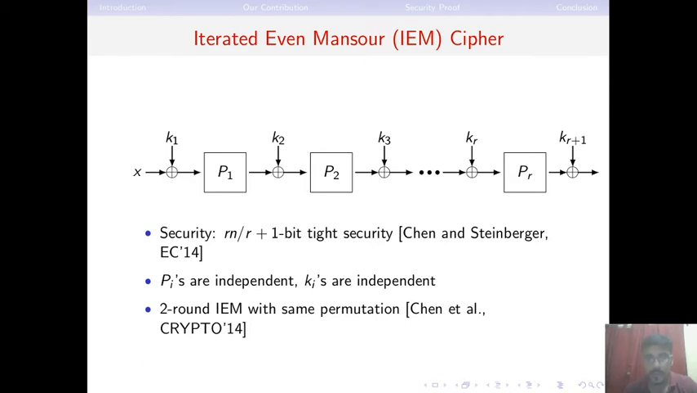Moreover, a follow-up work of this construction was done by Chen et al. in Crypto 2014, where they considered a two-round iterated Even-Mansour cipher, but this time they considered the same permutation, and they considered an n-bit master key from which they derived three round keys, but those round keys are not independent, so they used a good key scheduling function to derive the round keys from an n-bit master key.